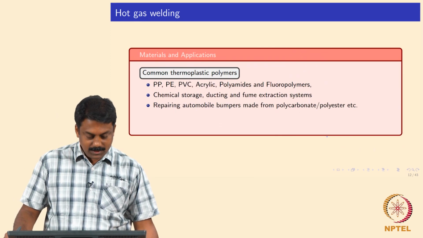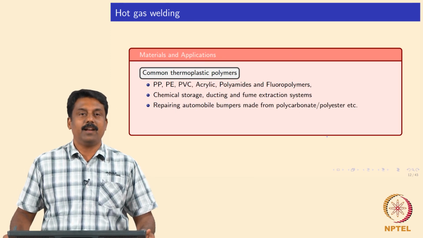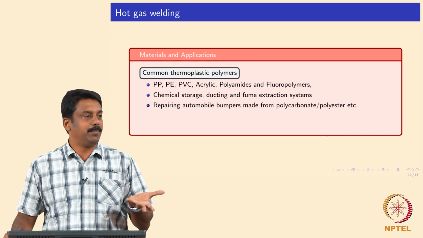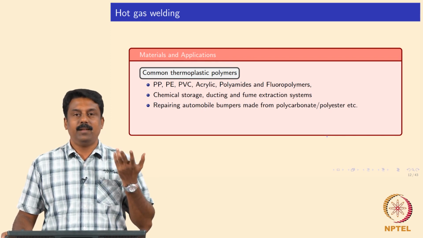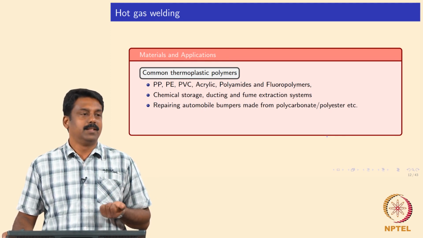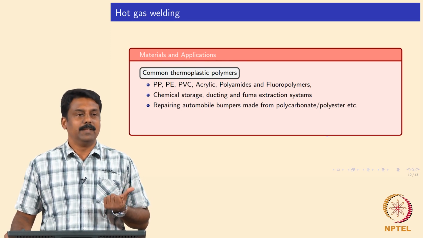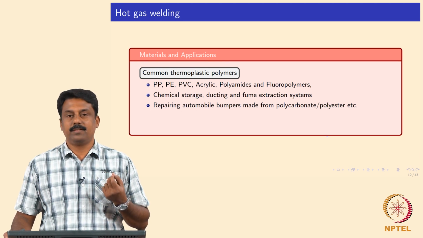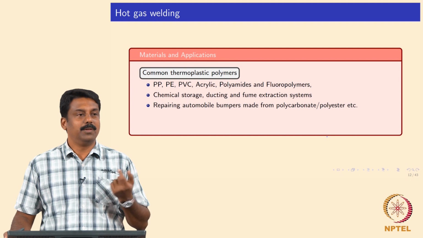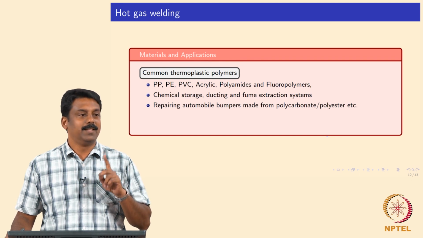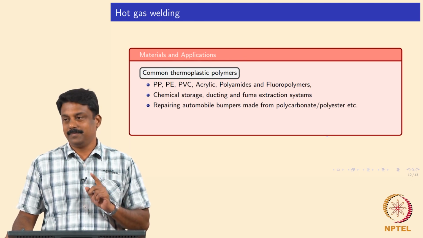Let us move on. So, again, hot gas welding we can use for polypropylene, polyethylene, PVC, acrylic, polyamides, and all other polymers which are thermoplastic. So, this process is very commonly used for chemical storage, ducting, film extraction systems. Repairing automotive bumpers, we also use hot gas welding.